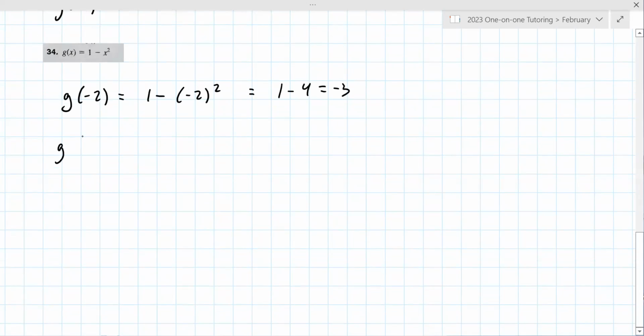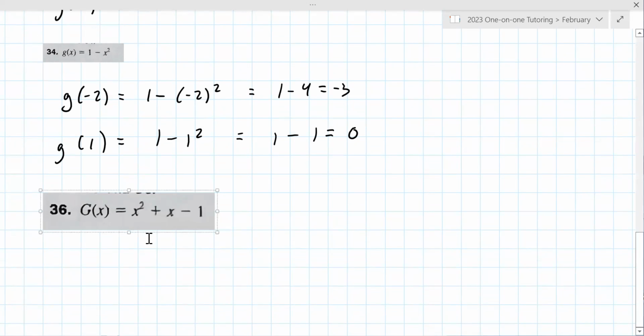g of 1 is 1 minus 1 squared. 1 minus 1 is 0. And again, I always substitute in parentheses for negatives, sometimes not for positives, kind of your call on that front. Okay, 36. Again, they give you different values of g to evaluate. So wherever you see an x, you're going to substitute in.